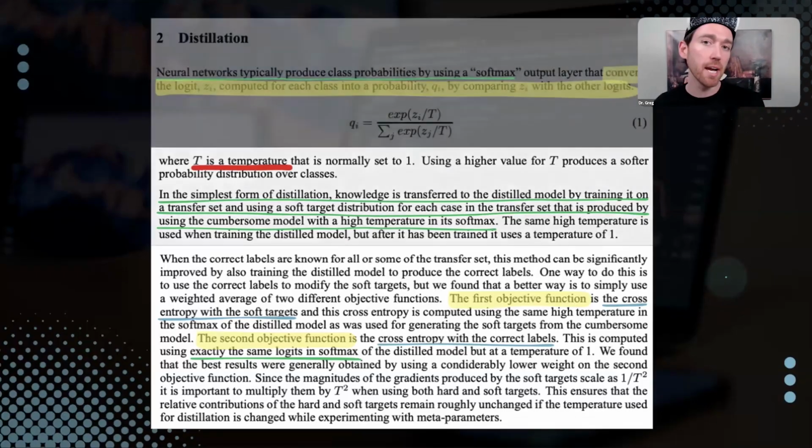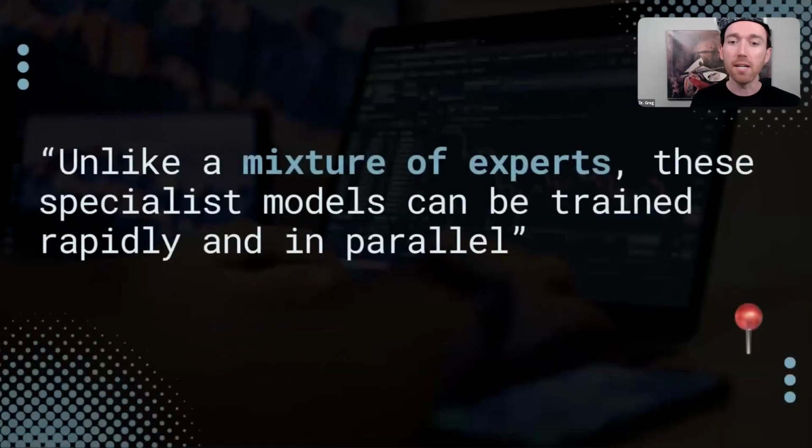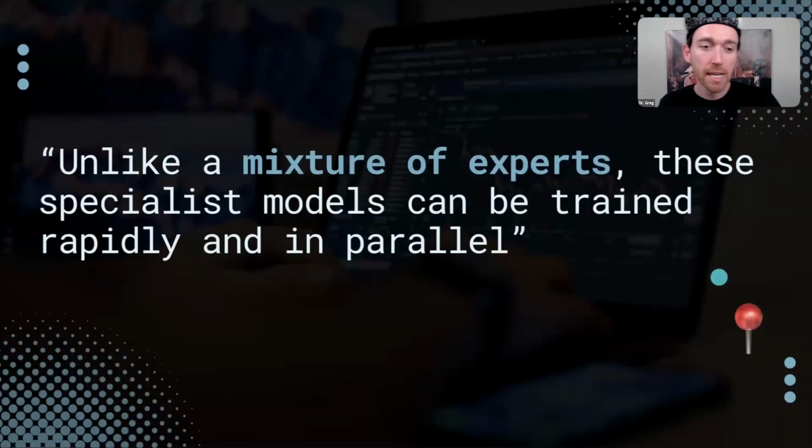And interestingly, in the abstract, Jeff also mentions, hey, unlike a mixture of experts, put a pin in this one for a little bit later, these specialist models can be trained rapidly and in parallel.